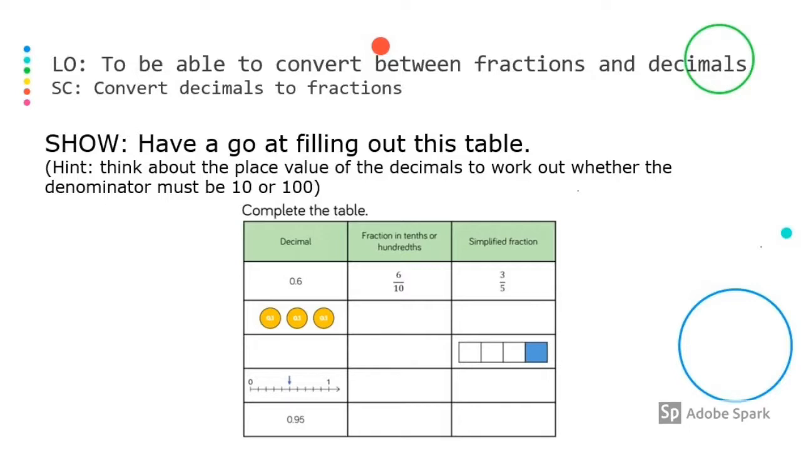So, for the first question, we have 3 lots of 0.1. Therefore, we have 3 tenths. Use this to help you work out the rest of the table. Please pause the video now.